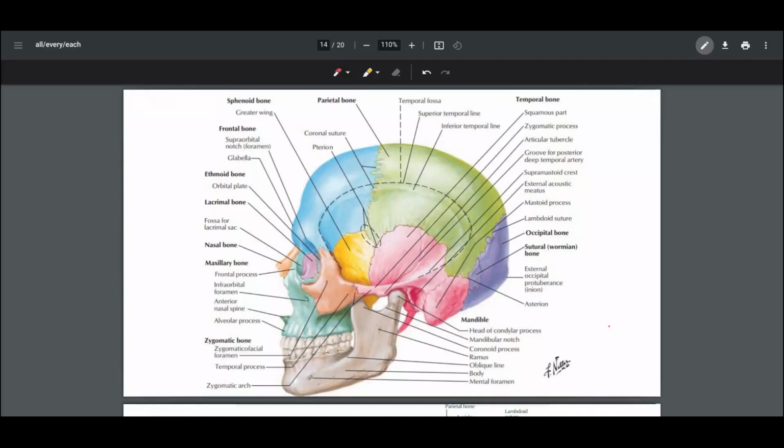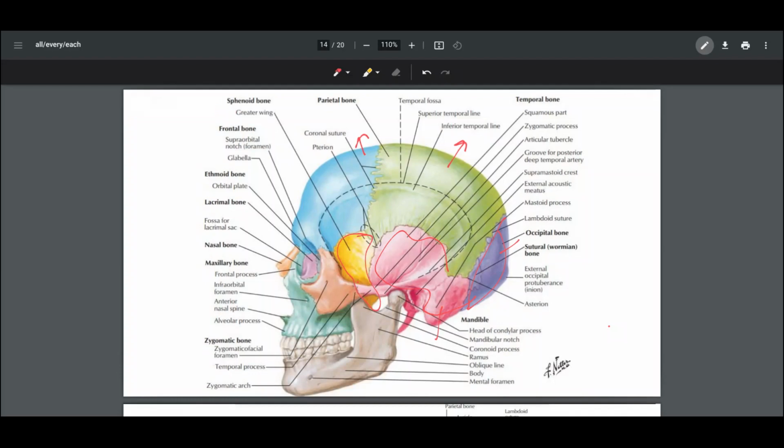So this is the lateral view of the skull, in which the bones are color coded again. It is from Netter's Atlas. So this blue bone is the frontal bone. Okay, this is the parietal bone, the green one. On the back, this purple bone is occipital. This pink bone is temporal. This yellow one is sphenoid.